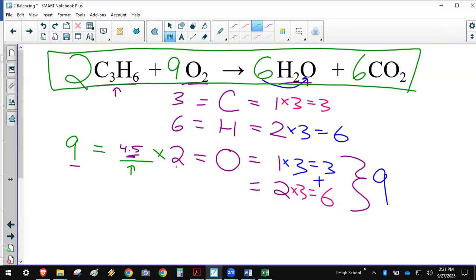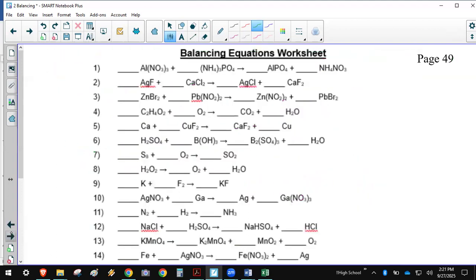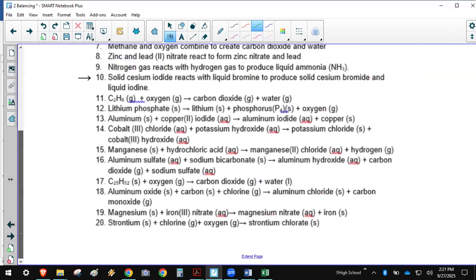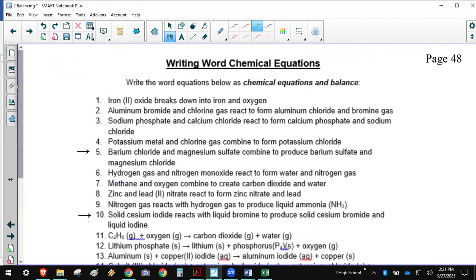Feel free to check, but you guys have some practice you should do now on page 48 and 49. If you're not done all 30 on 49, get at it. If you're not done the 20 on page 48, get it done ASAP.